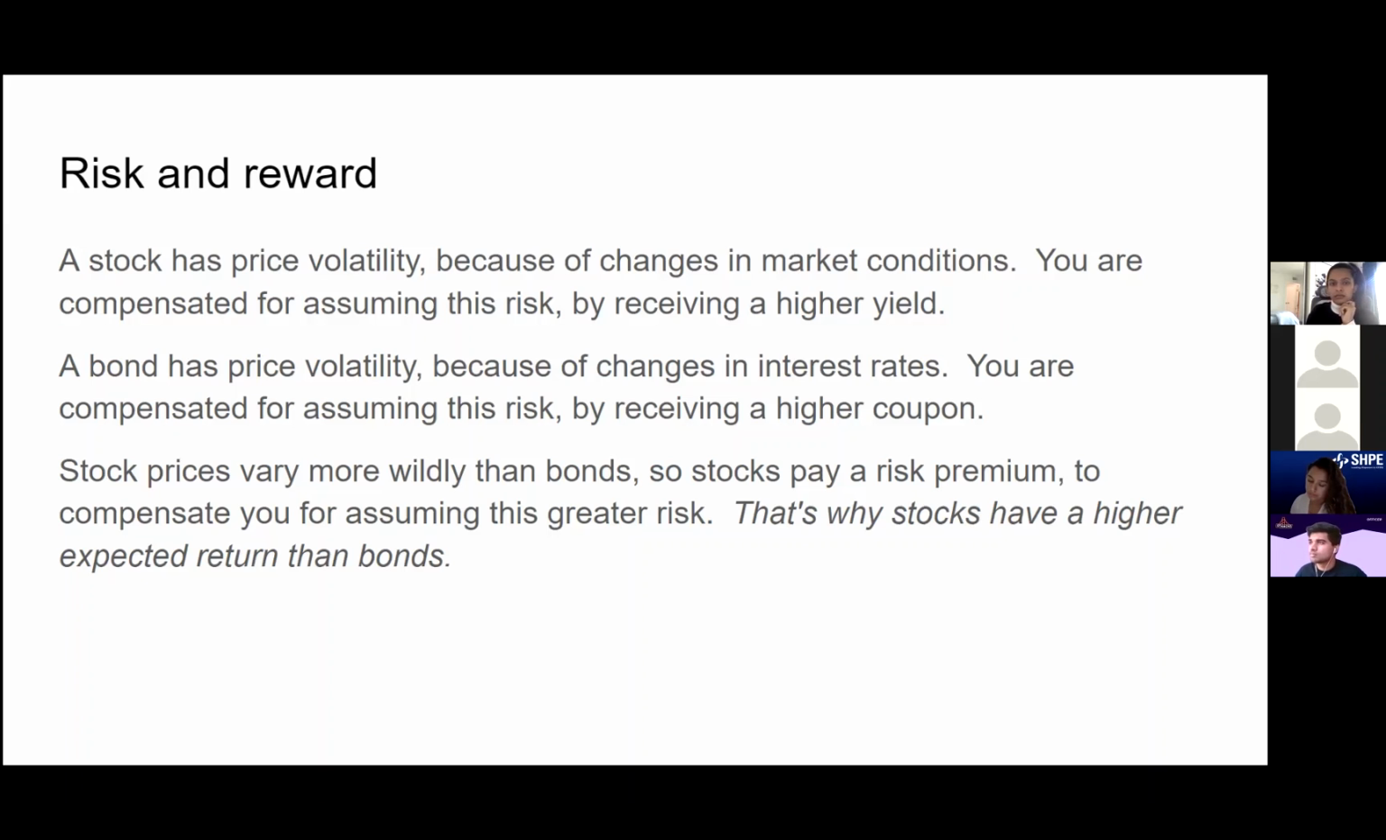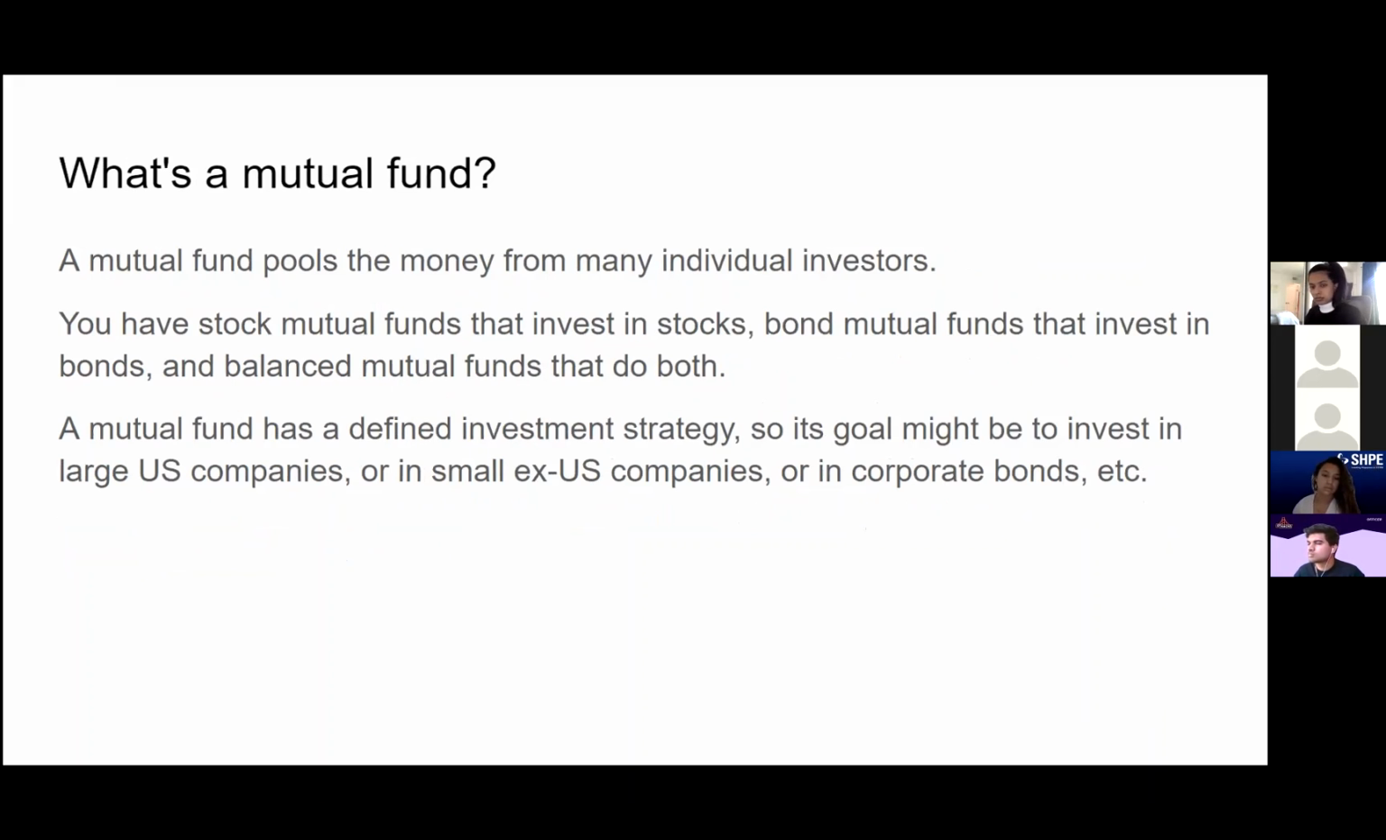So with stocks, you have to compensate me for taking that additional risk, and that's why stocks have a higher expected return than bonds, because they have a greater risk. They're more volatile. So you have to be compensated for this greater risk, and you're compensated by having a higher return. So always have to be thinking about risk and reward, and that if you take risk, you have to be compensated for that risk. So that's stocks and bonds.